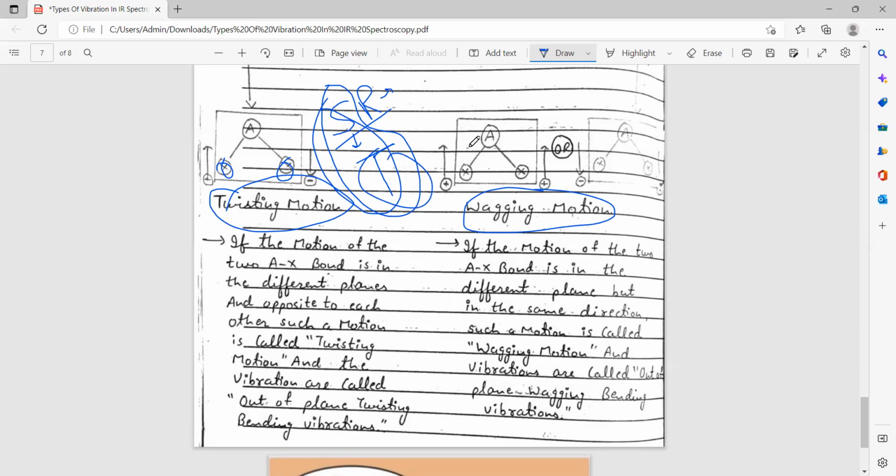Same like R and W. R means rocking motion, in-plane rocking bending vibrations. Here in rocking motion, the motion of the two AX bonds is in the same direction and in the same plane. So it is known as rocking motion. But in wagging motion, the motion of the two AX bonds is in a different plane but in the same direction. So it is known as wagging motion.